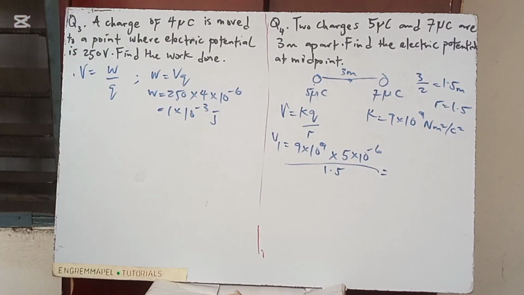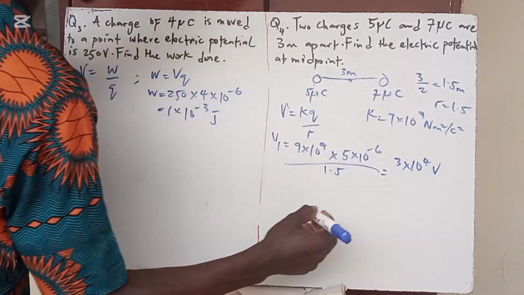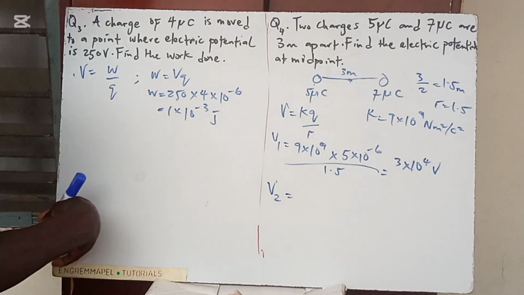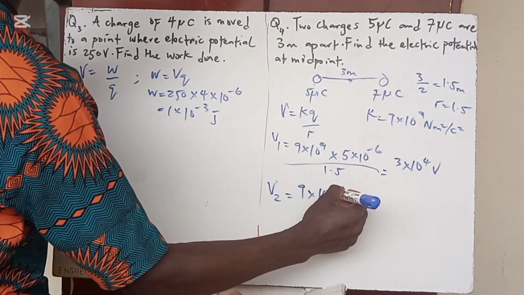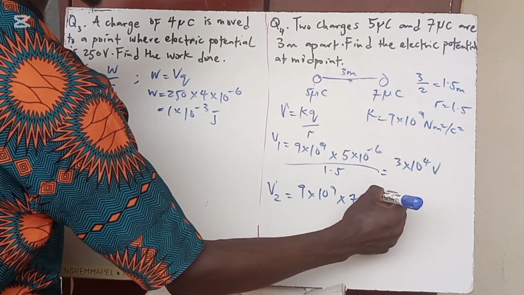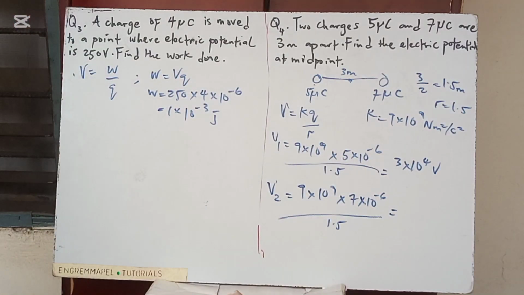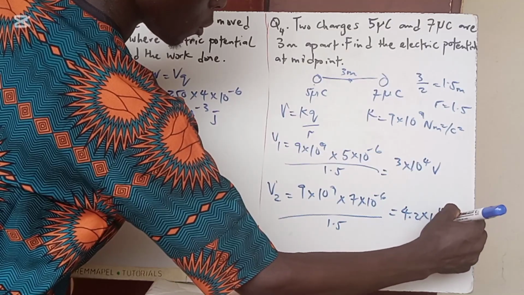Let's see what that gives us on our calculator. We are going to be having 3 times 10 raised to power 4 volts. And for the second one, our V2, we are going to be calculating that in the same way. We are using this charge now, 9 times 10 raised to power 9 multiplied by 7 times 10 raised to power minus 6 all over 1.5. Let's see what that gives us on our calculator. We are going to be having 4.2 times 10 raised to power 4 volts.